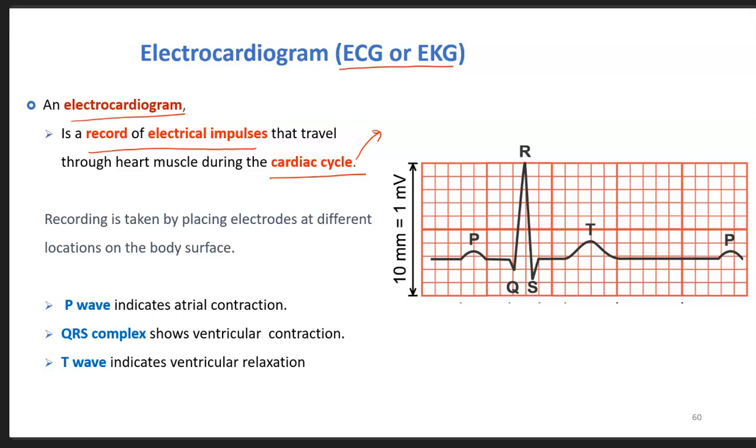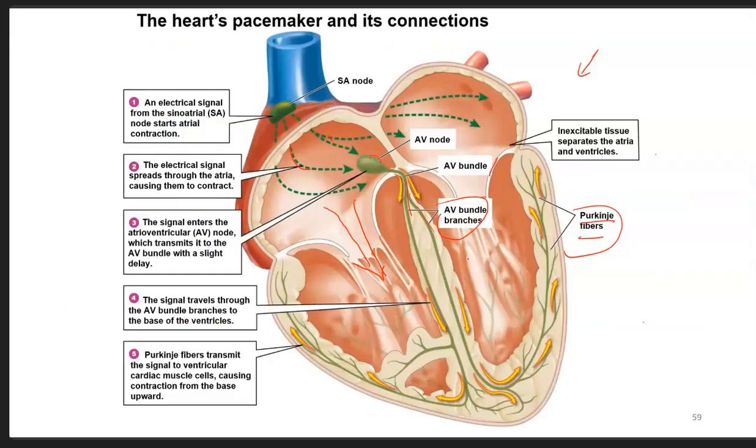The recording is taken by placing electrodes at different locations on the body surface. So this is the result of the electrocardiogram for one cardiac cycle. Here you have the P wave. The P wave indicates atrial contraction, or atrial systole. You can see the electrical reading has a higher value here.